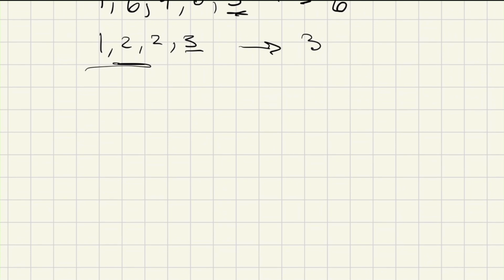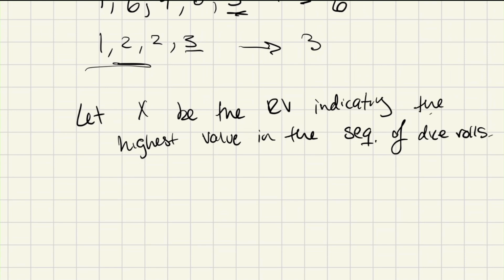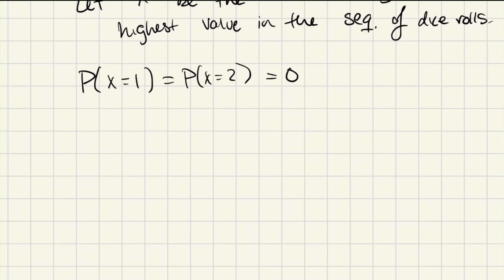Let's write this out a little bit more mathematically. Let x be the random variable indicating the highest value in the sequence of dice rolls. Okay, so just off our examples, we can clearly see that the probability of x being 1 and the probability of x being 2 is 0, right?